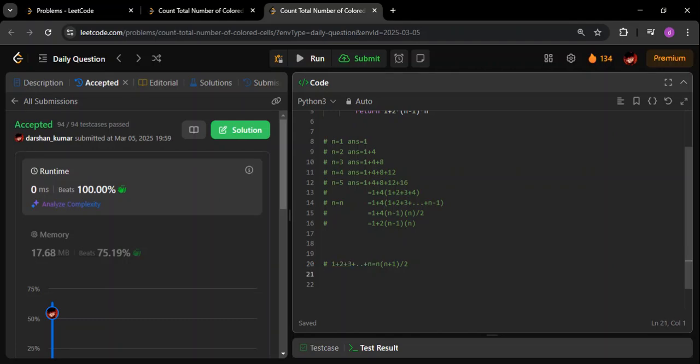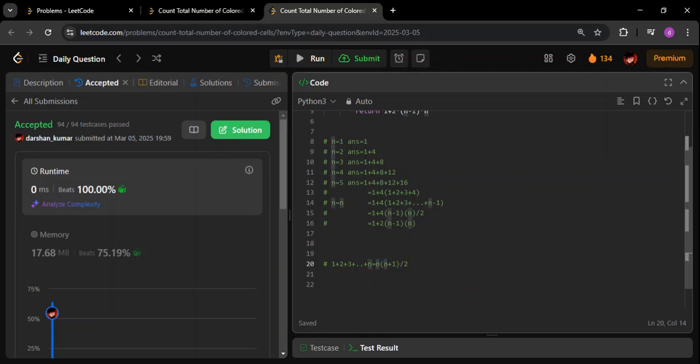What is this? 1 plus 2 plus 3, like that, till n. The final answer that you are going to get is n into (n plus 1) by 2. You can google this out. You can even verify this in some previous textbooks, but this is what it is, right?